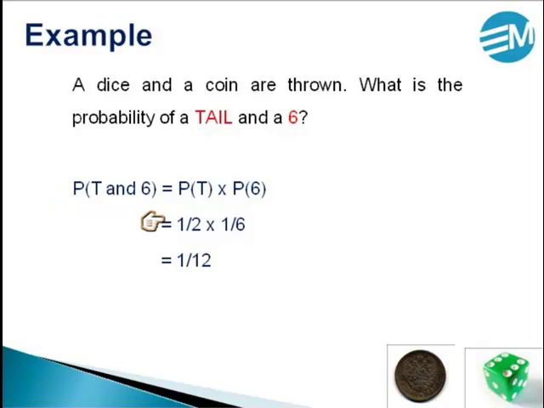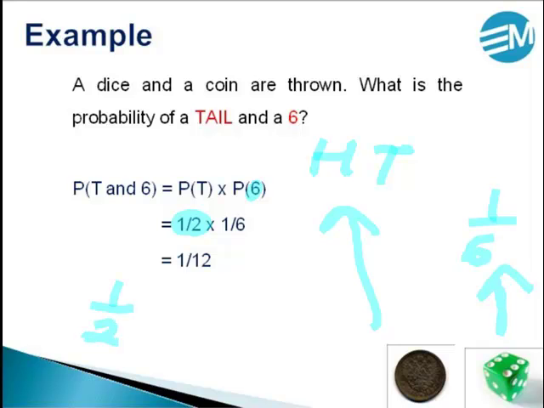What is the probability of tail? Tail is 1 out of 2, because on a coin you can have only head or tail. And on the die, the probability of 6 is 1 over 6, because there is only one chance of getting 6 out of 6. So multiply half with 1 by 6 and you get 1 over 12.